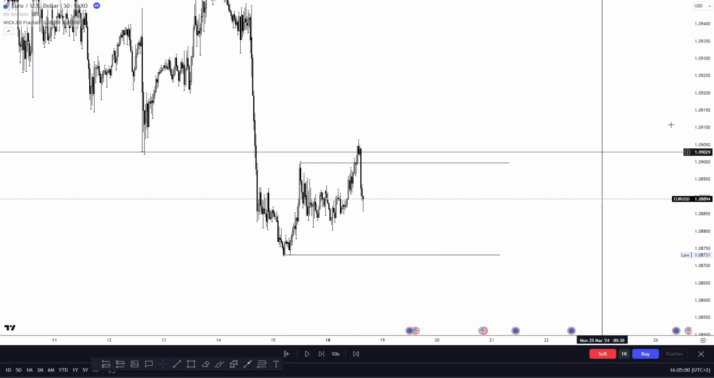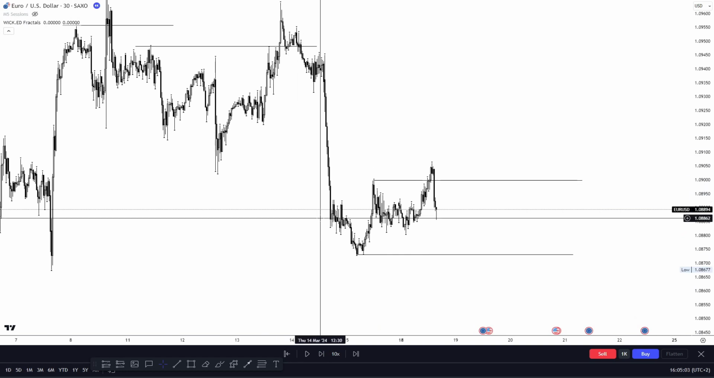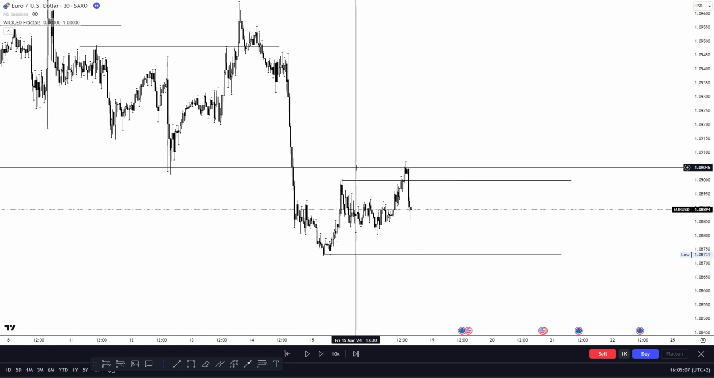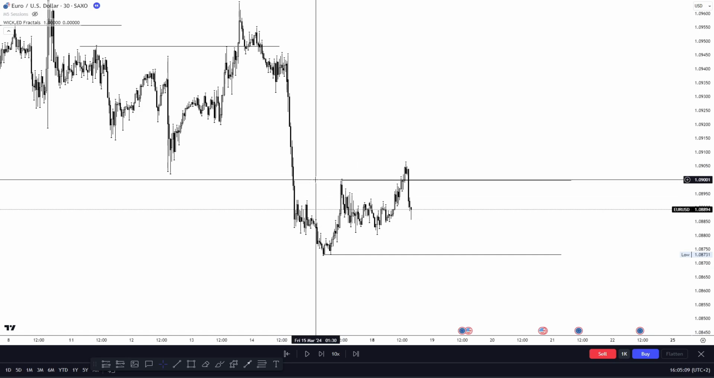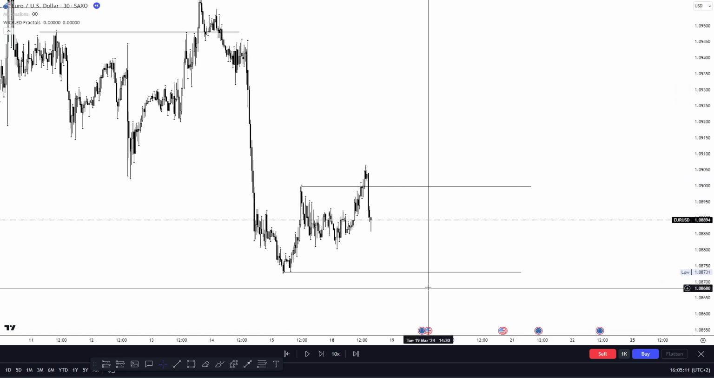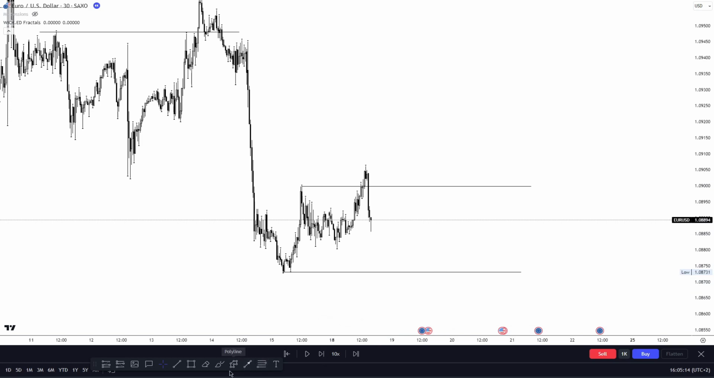a short confirmation because of this big fair value gap. It's just understanding of the market. And here, when we have that third confirmation, our potential target could be previous daily low.